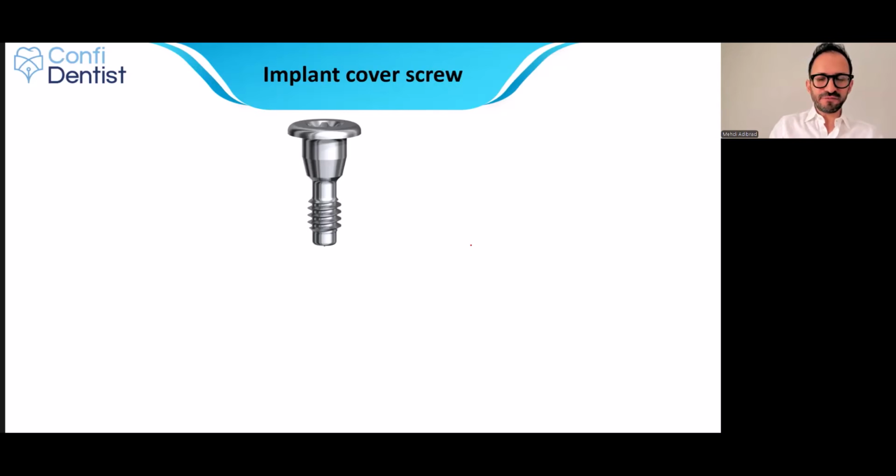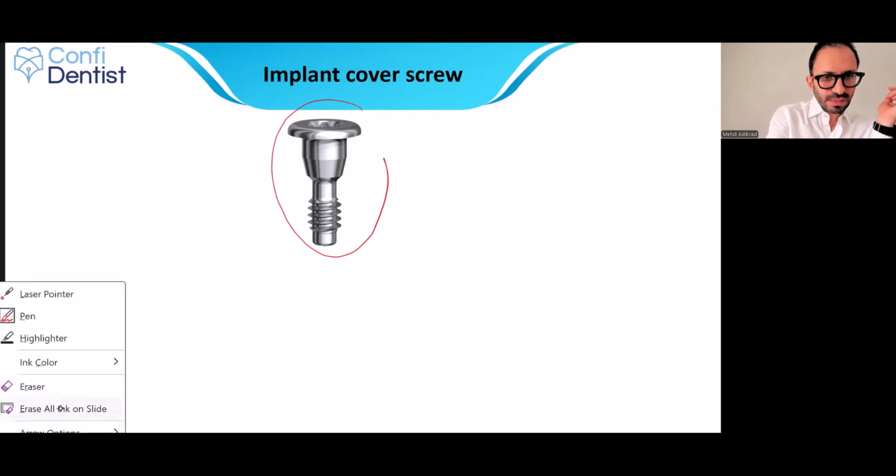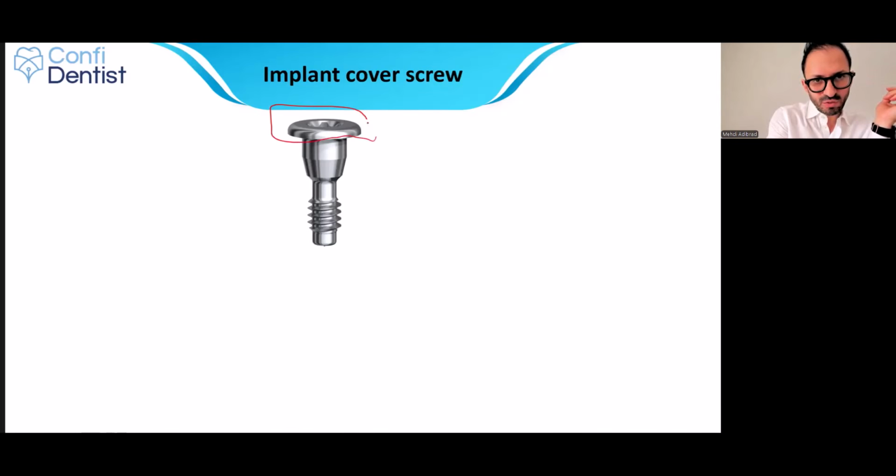Then I have to give more time to the implant to heal, and I should avoid any chance for occlusal overloading. For that reason, I place another component. Instead of a healing abutment, I place the cover screw, which is similar to a healing abutment, but this part is shorter.